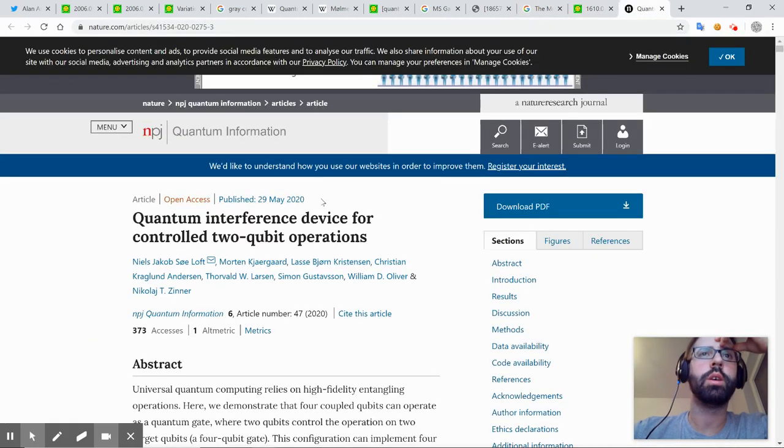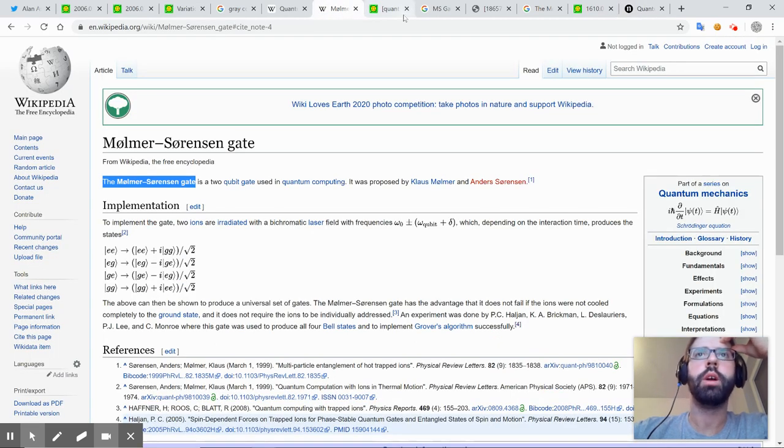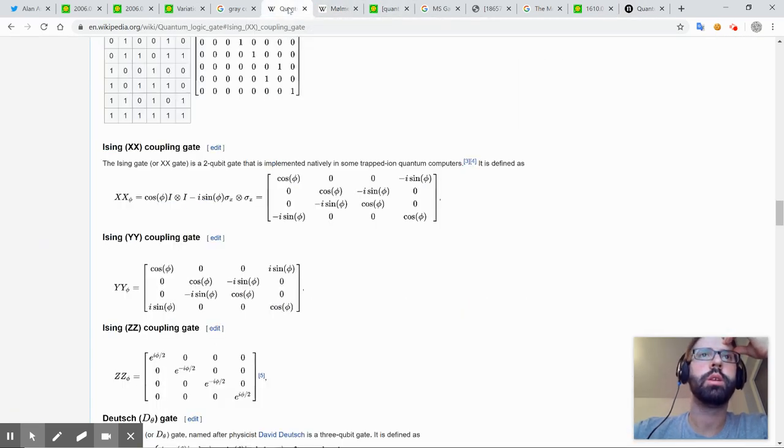Maybe I should just create the gate in Qiskit and try to figure it out, right? Because that's what it's doing. It's like I'm unable to read that and come up with an understanding of what it's actually doing.